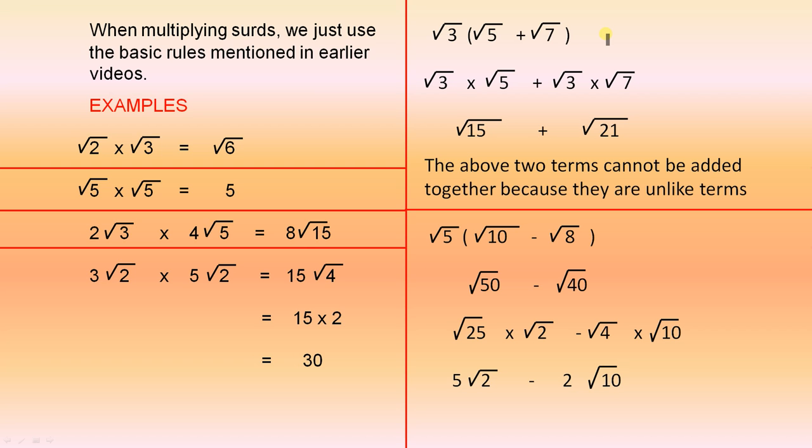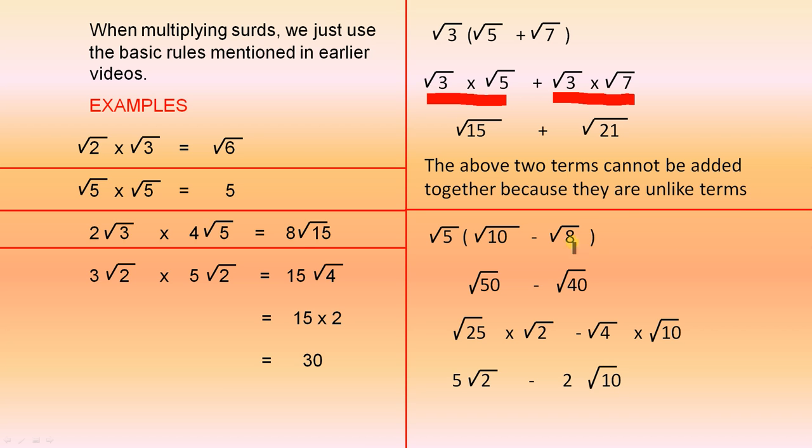The square root of 3 outside of the bracket square root of 5 plus the square root of 7. That's the square root of 3 by the square root of 5 plus the square root of 3 by the square root of 7. That's the square root of 15 plus the square root of 21. The above terms cannot be added together because they are unlike terms.